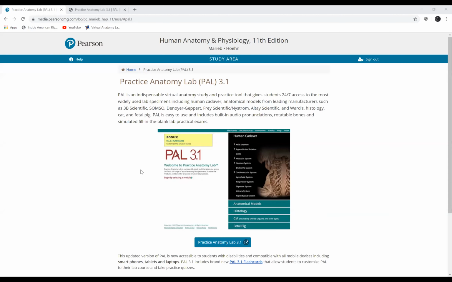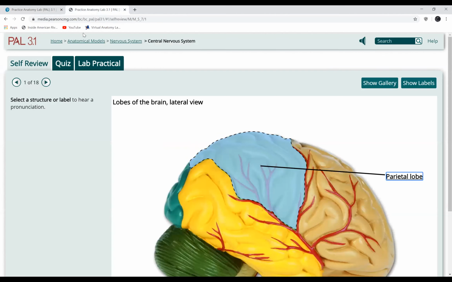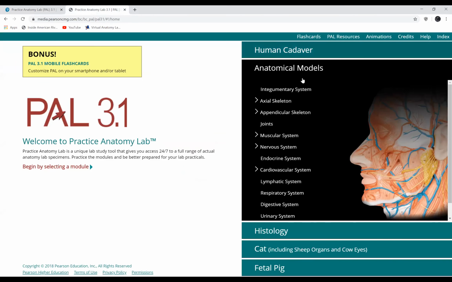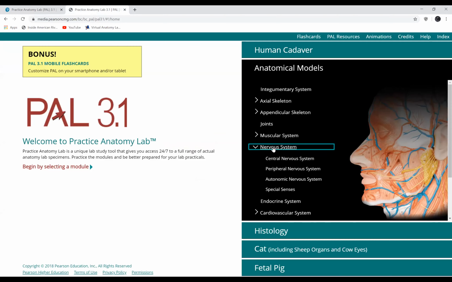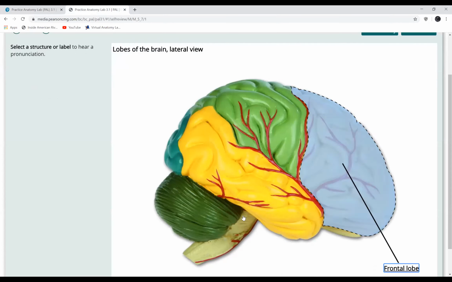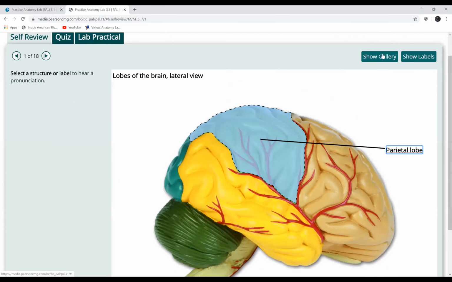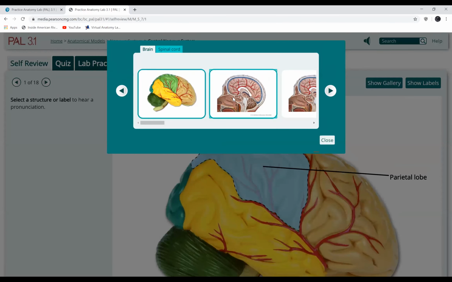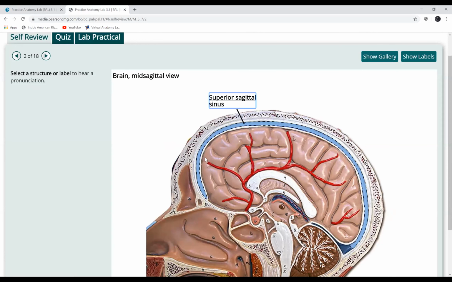Remember, on your modified mastering A&P, you've got that practice anatomy lab. If you go to the practice anatomy lab, under the anatomical models, there is nervous system. We have central nervous system, peripheral nervous system. There are some great images. Now, again, some of these are pretty basic. But again, here is basically what our half head looked like.